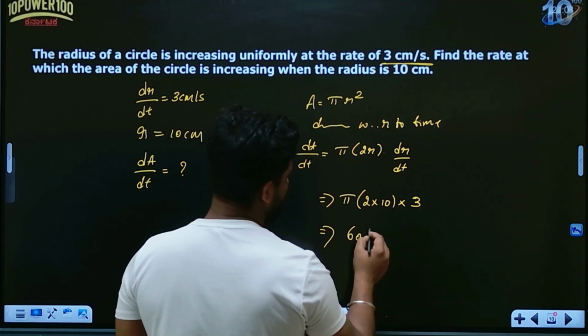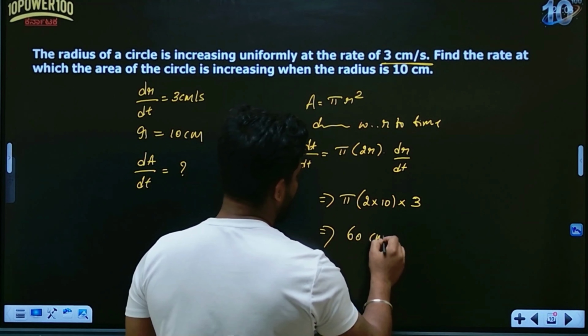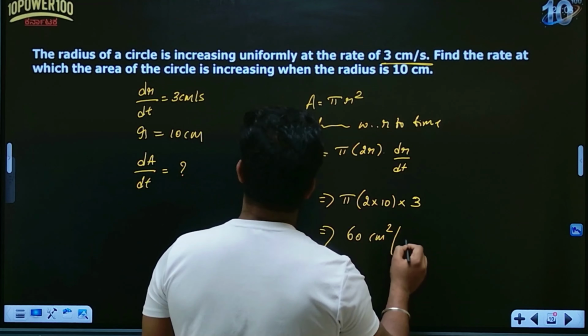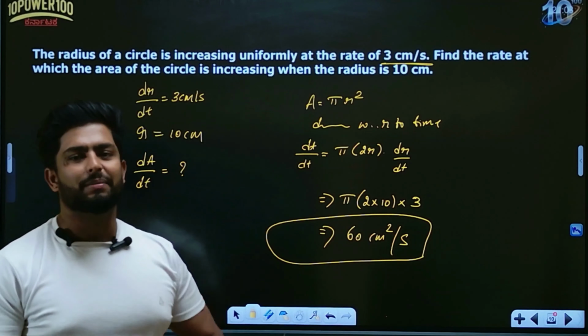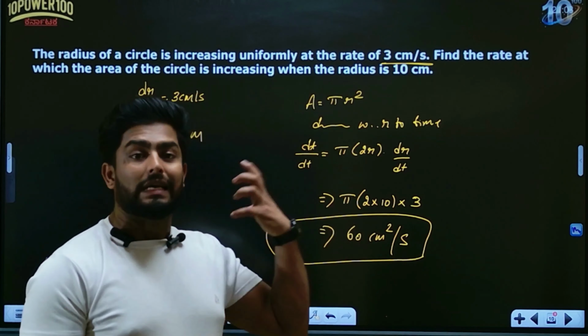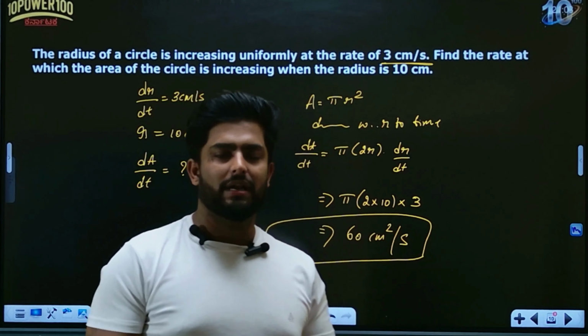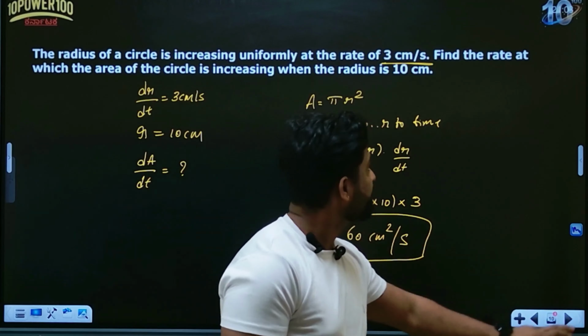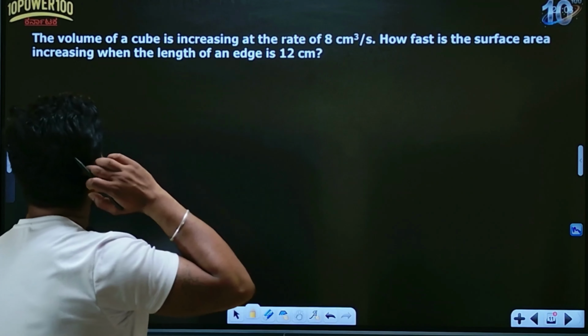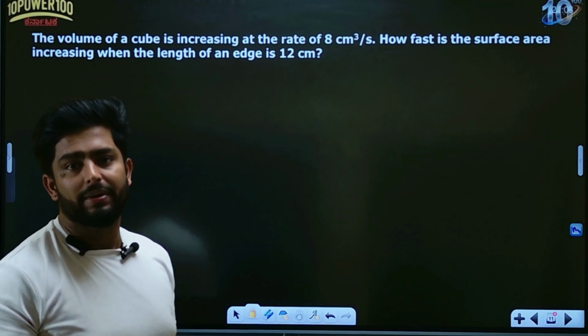Six tens are 60. So 60 centimeter square per second. I'm so sorry, I thought 60 into 10 we are multiplying. It's not 60. So the answer is 60 centimeter square per second. Simple one. Next, the volume of a cube is increasing at the rate of 8 centimeter cube per second.